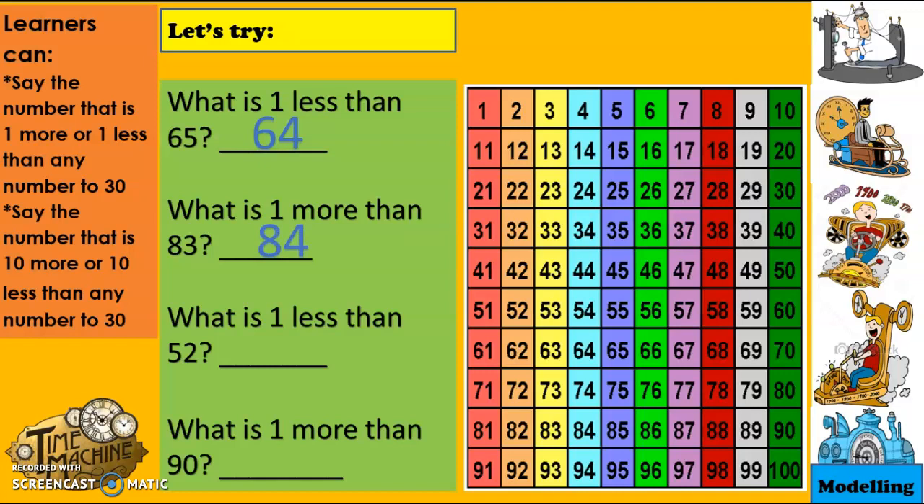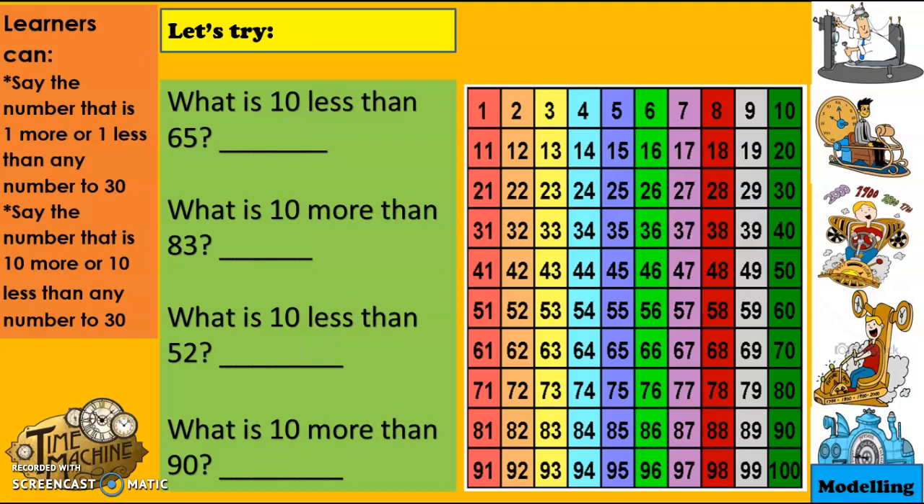What is 1 less than 52? Look now the 52 on the grid and count back once. What's the answer? It's 51. What is 1 more than 90? You have the 90 and count on once. What's the answer? Correct. It's 91. Let's try with the 10 less and 10 more.